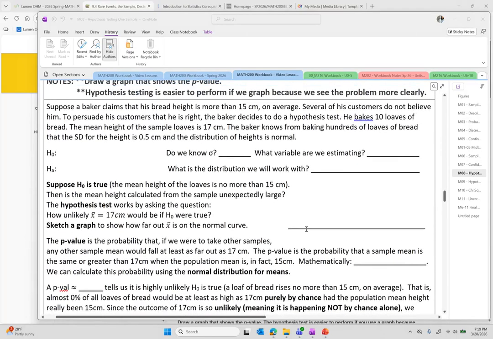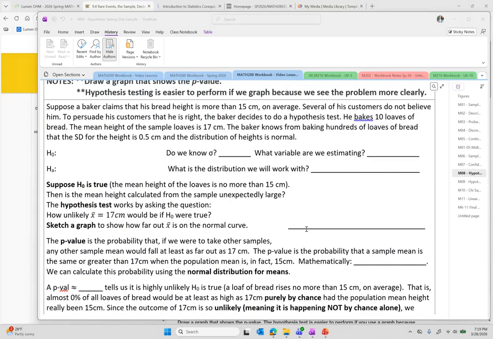A baker claims that his bread height is more than 15 centimeters on average. Several of his customers do not believe him. To persuade his customers that he is right, the baker decides to do a hypothesis test. He bakes 10 loaves of bread. The mean height of the sample loaves is 17 centimeters, and the baker knows from baking hundreds of loaves of bread that the standard deviation of the height is 0.5 centimeters, and the distribution of heights is approximately normal.